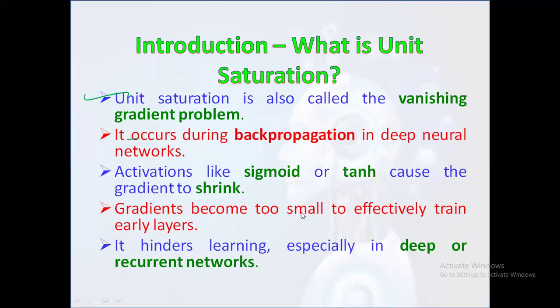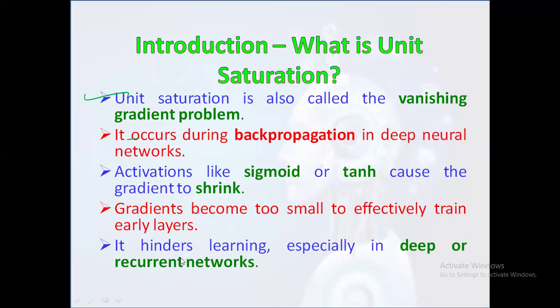Next, gradients become too small to effectively train each layer. Since gradients are the signals used to update weights and biases during training, small gradients mean minimal updates. This particularly impacts the early layers of the network, as the gradient values diminish by the time they reach these layers. As a result, these layers may not learn meaningful patterns from the data.